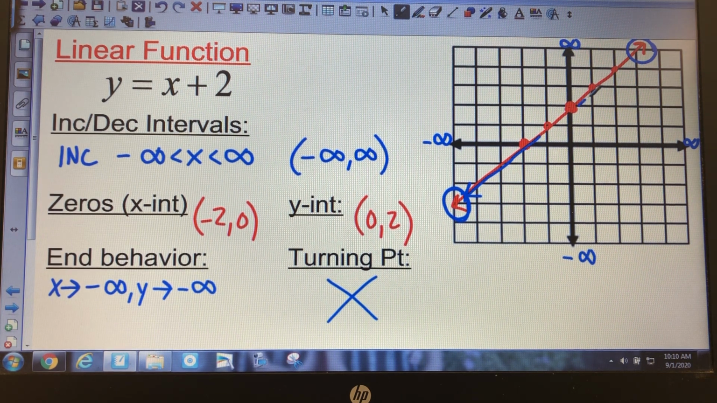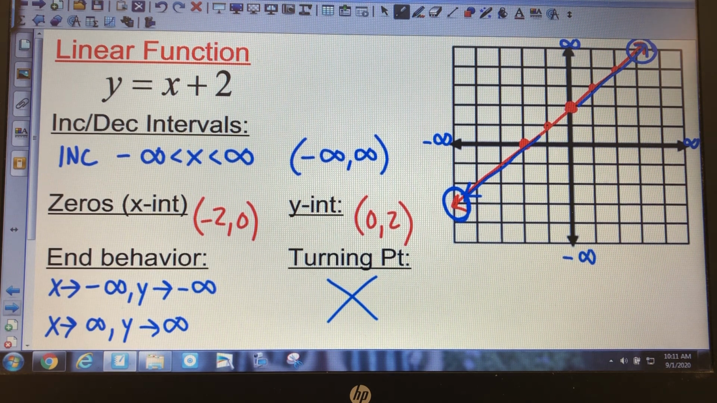As we're going to the right, x is going to the right, y is going up. So your right-hand end behavior, x is approaching +infinity, y is approaching +infinity. So that's how you handle your end behavior. So that's a typical linear function.